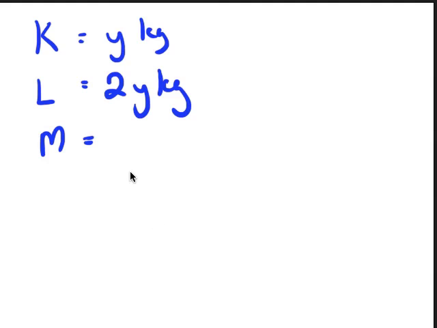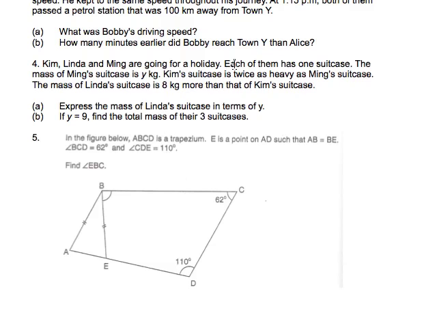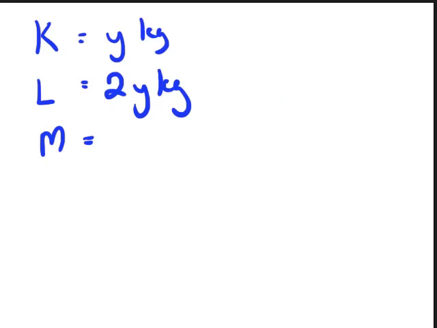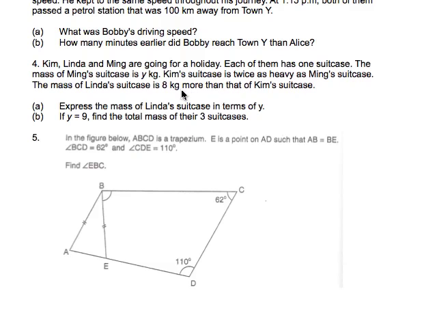They said M was Y kilograms. Kim was twice of Y, that means 2Y. Simple, right? The mass of Ming is Y. The mass of Kim's is twice as heavy as Ming's. And then the mass of Linda's is 8 kg more than that of Kim's. So therefore, 8 kg more than 2Y. Correct? Let's just check again.